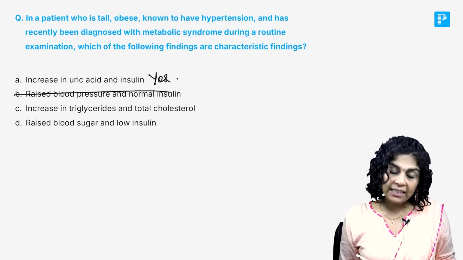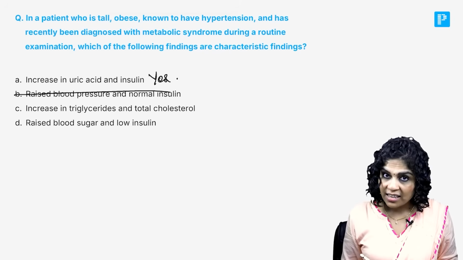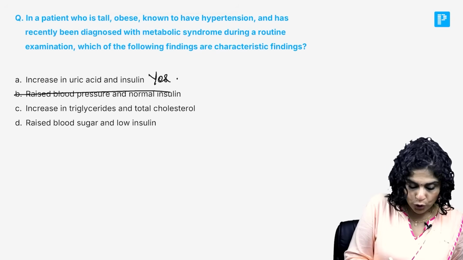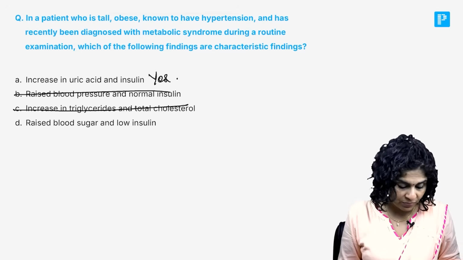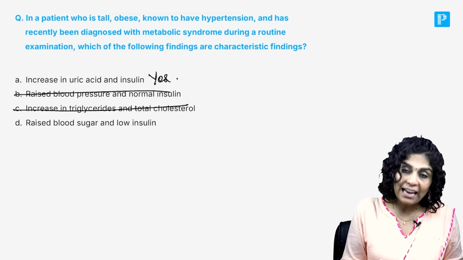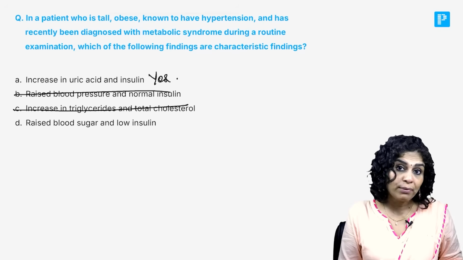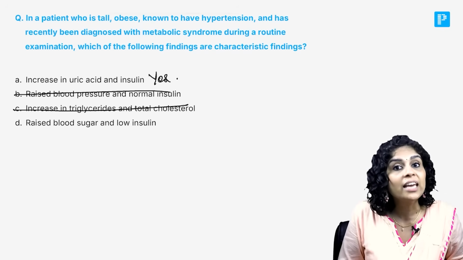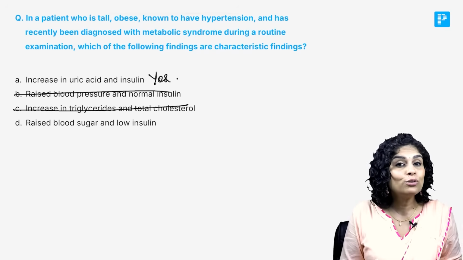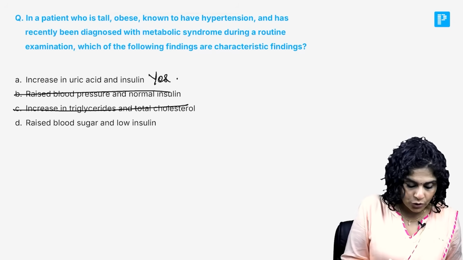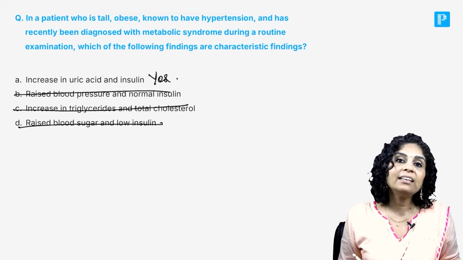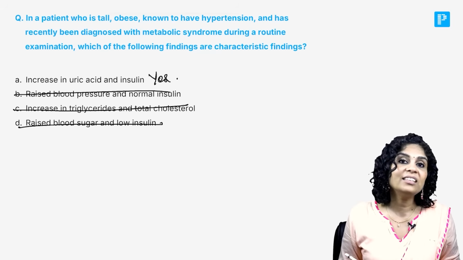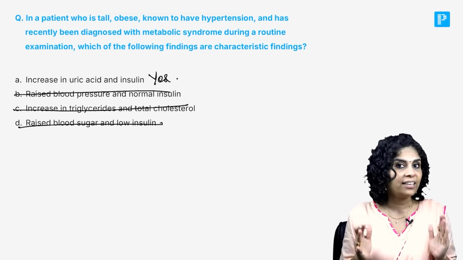Choice C. Increase in triglyceride, yes. But increase in total cholesterol may or may not be present because HDL level is low. Raised blood sugar and low insulin. Yes, raised blood sugar, but insulin level is high because it's a sign of insulin resistance. Okay. So which is the right answer here? The right answer here is choice A. It is increase in uric acid and increase in insulin. Choice A is the right answer.